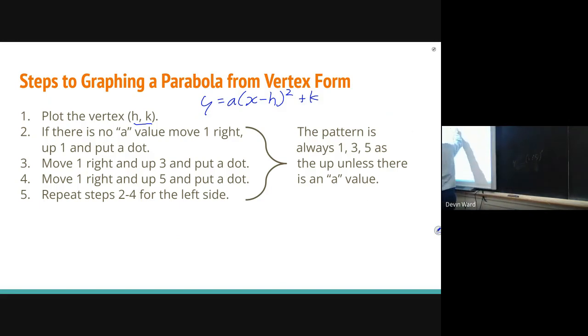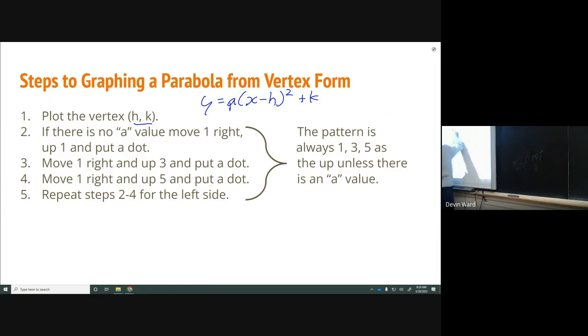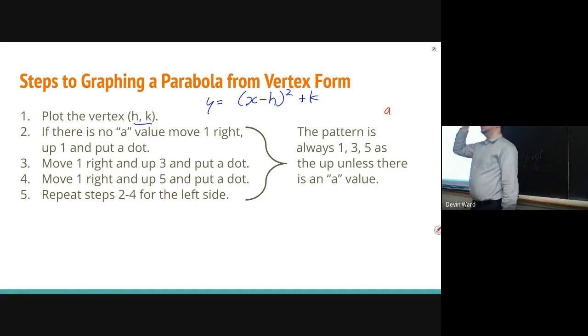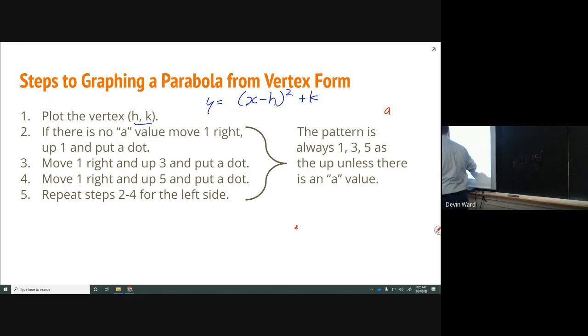If there's no a value, if we don't have an a, like it's just 1, what we do is start at the vertex, go 1 to the right and 1 up. Then you put a dot. Guys, this is important. Say I'm at the vertex, I go over 1, up 1. Then I go to the right 1 more, and I go up 3. 1, 2, 3. Then, if it can fit, I'll go over 1 more and up 5.